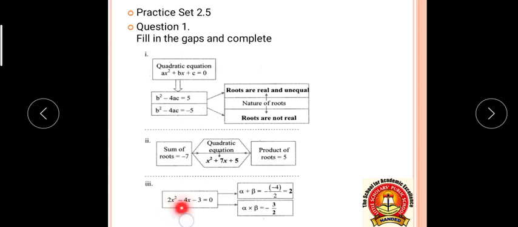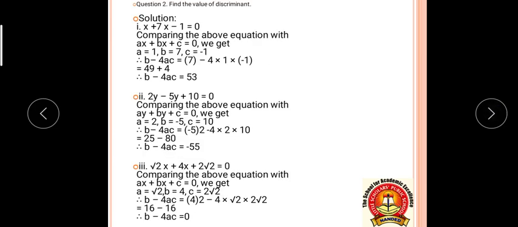Now 2x square minus 4x minus 3 is equal to 0. What is alpha plus beta? Minus b by a. Minus b means minus of minus 4 by 2. A is equal to 2, b is equal to minus 4, and c is equal to minus 3. And alpha plus beta is minus b upon a, minus of minus 4 by 2, this minus becomes a plus, so 2. And alpha into beta is c upon a, that is minus 3 by 2. Okay, so for such activity you have to know the value of alpha plus beta and alpha into beta, that is sum of the roots and product of the roots.